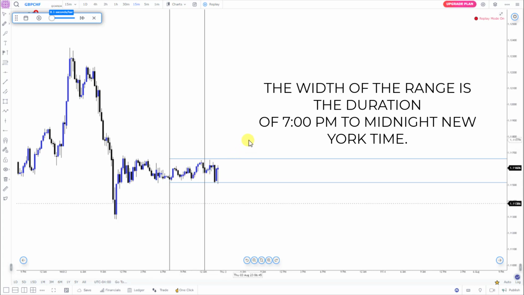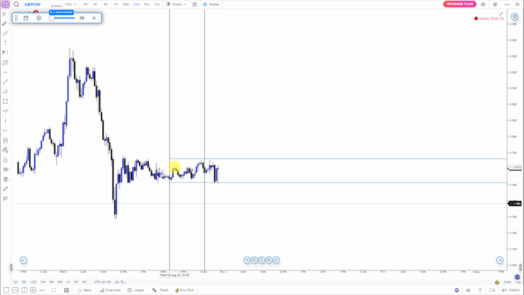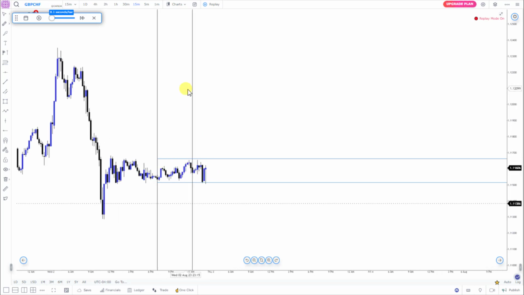So the width of the range is the duration of 7 p.m. to midnight New York time. What I'm simply saying is that the time starts from this area right here, 7 p.m. New York time, to midnight. So this is the Asian range. Okay, very simple. This is the Asian range. This is what I'm trying to make you understand.